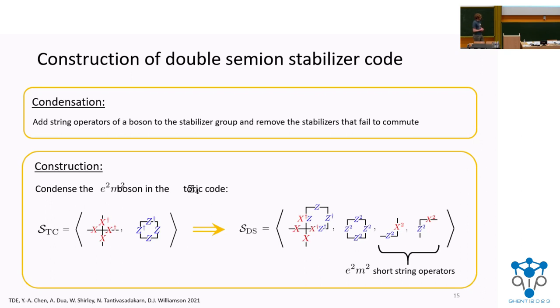So if we add these string operators to the stabilizer group, we also have to remove any stabilizer that fails to commute. The vertex term and the plaquette term fail to commute with those short string operators. So we find new generators. These are products of the vertex term and the plaquette term, or just the square of the plaquette term.